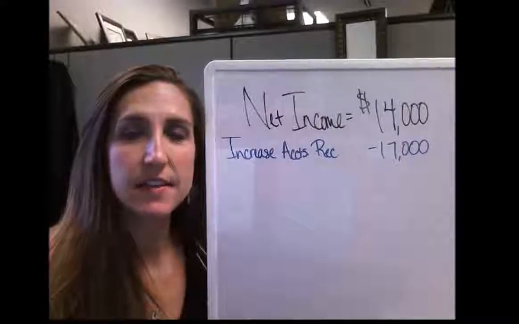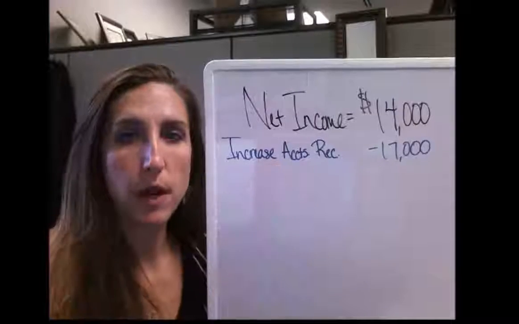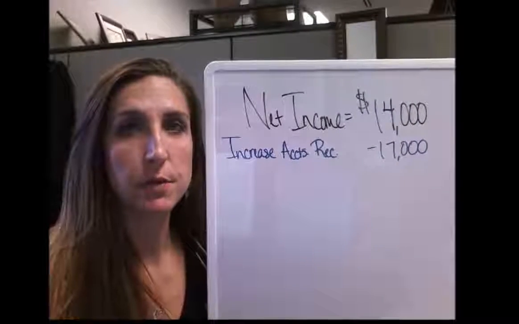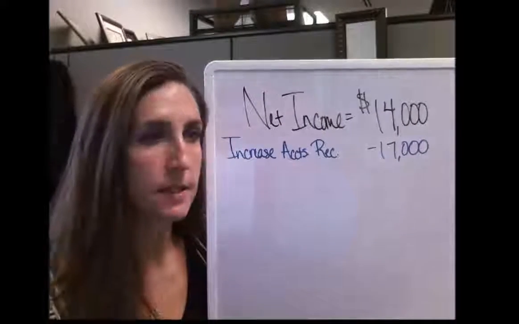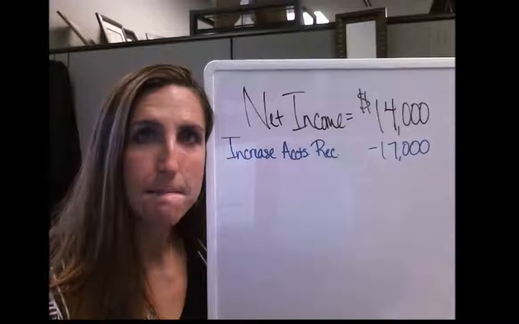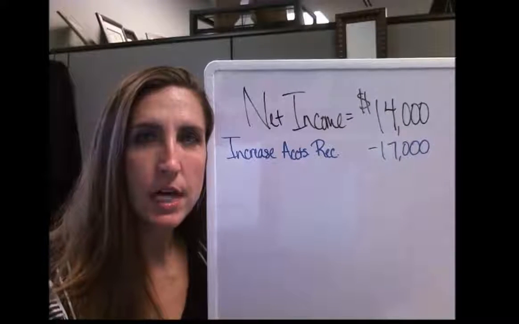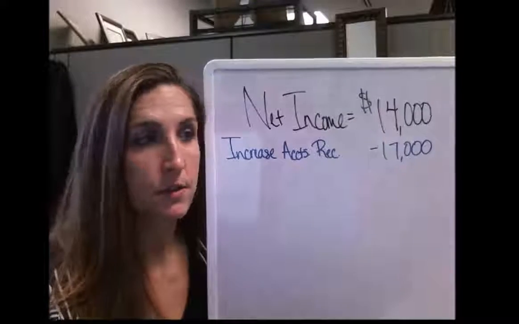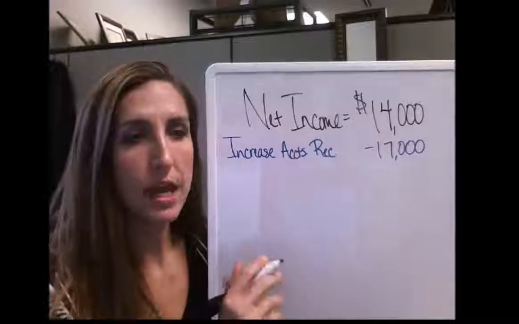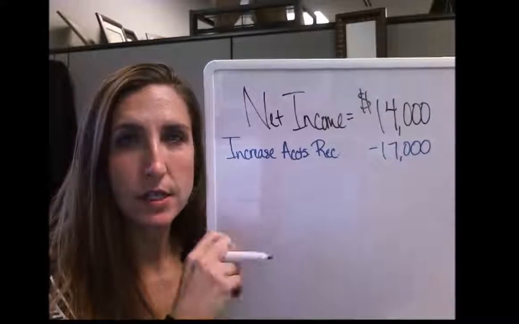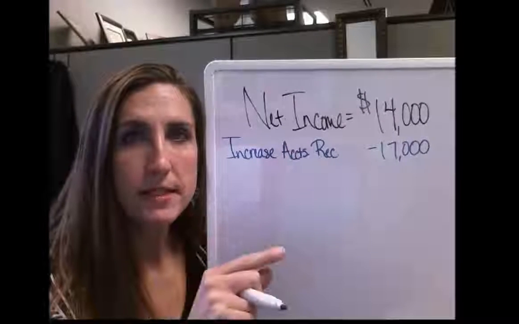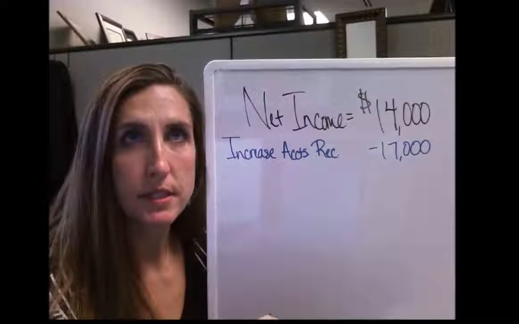Okay, as I stated, the net income from all of those prior transactions for January 1st to January 15th is $14,000. That's your revenue minus your expenses. But most of that revenue is because we provided services on account. So to get to our true cash number, we're going to have to subtract an increase in accounts receivable. It makes sense on the opposite end to most students.